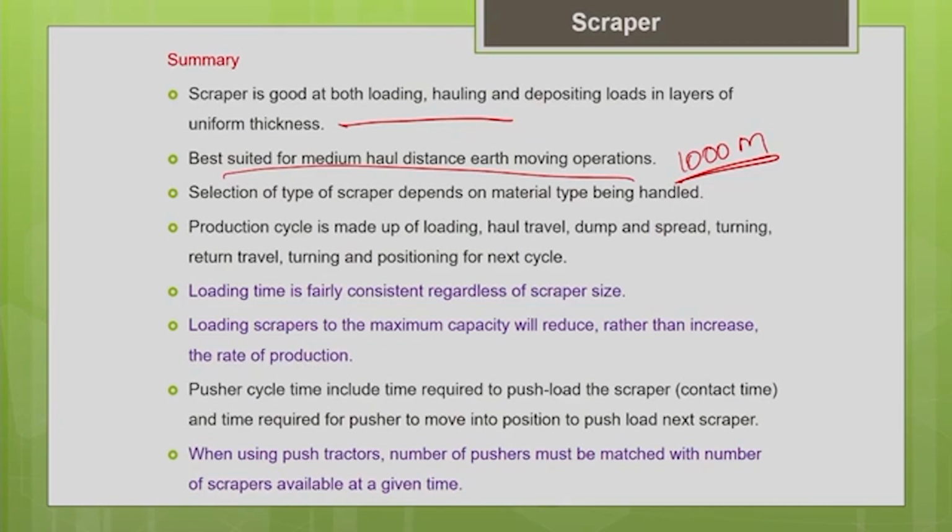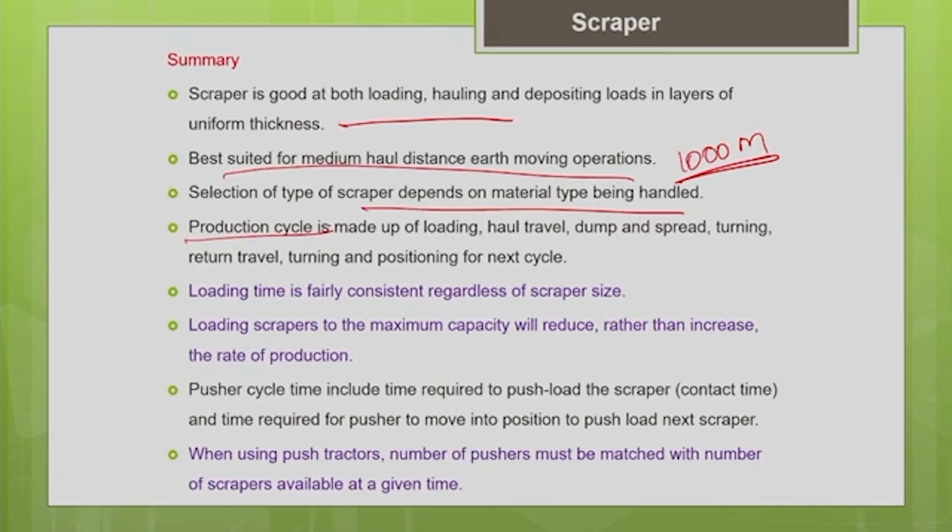There are different types of scraper. The selection depends upon the type of material. We have even discussed the chart which shows the zone of classification of the type of scraper with respect to the material type. And we know what all the components of the production cycle are. It is made up of loading, haul travel, dumping, spreading, turning, return travel, and again turning. You have turning in the fill area as well as in the cut area, and then maneuvering into position for the next cycle. All these things make up the production cycle of the scraper.